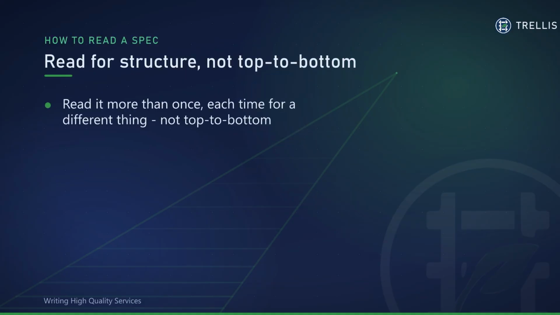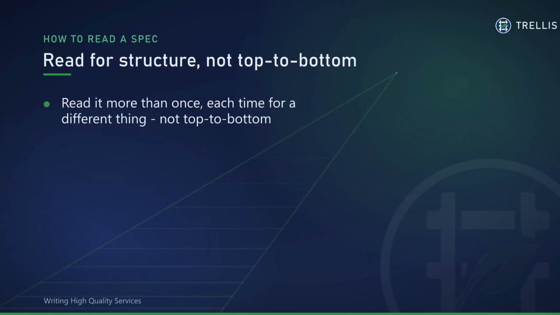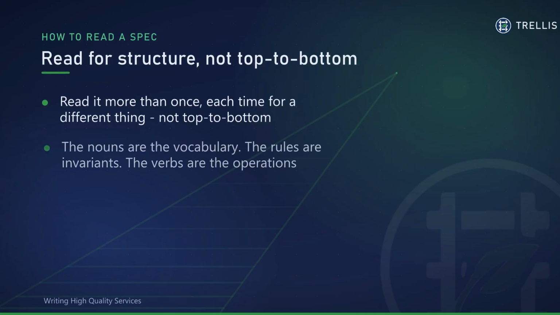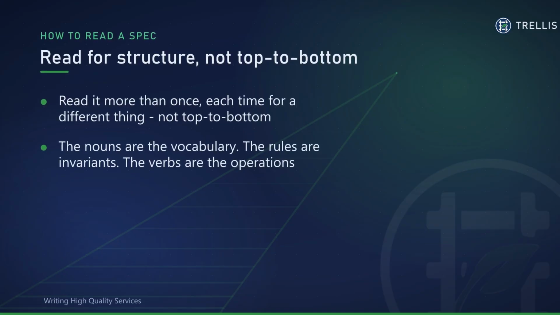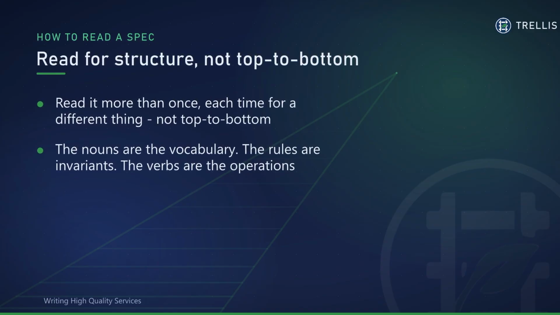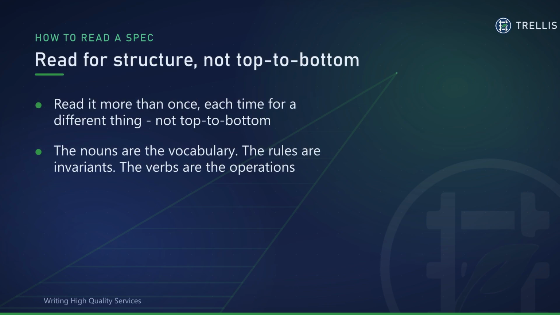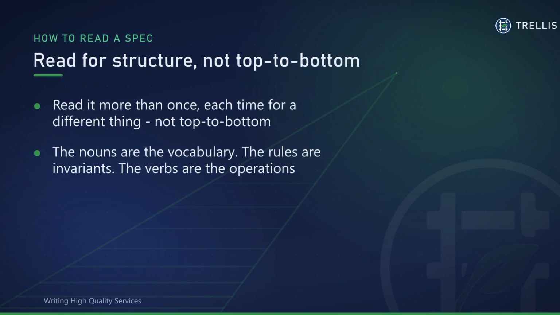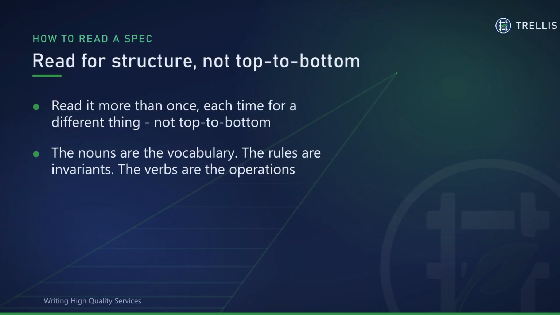The mistake is to read a spec like a to-do list, start at the top, and type. A spec isn't instructions, it's a description of a world, and you have to reconstruct that world in your head first. So you read it more than once, each time for a different thing. Once for the nouns, the vocabulary of the domain. Once for the rules, the invariants that must always hold. Once for the verbs, the operations. And once for the edges, what's inside your service versus what's external.